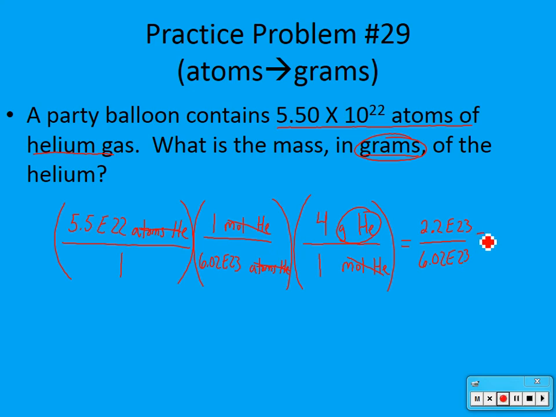You should get 0.3, if you round it to 2 decimal places, 37. And what's my units going to be? Grams of He, grams of helium. So kind of interesting, a party balloon filled with helium would contain about 0.37 grams of helium. Not that much, but that's to be expected. This is a small balloon. Okay, good job.